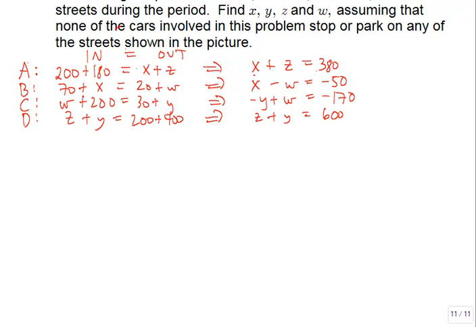So I have 4 equations. What I want to make sure of is that they're all lined up nicely, so I'm going to do a little writing here. We've got our 4 variables, and then we have our constant over here.